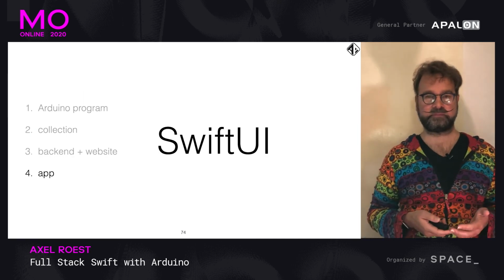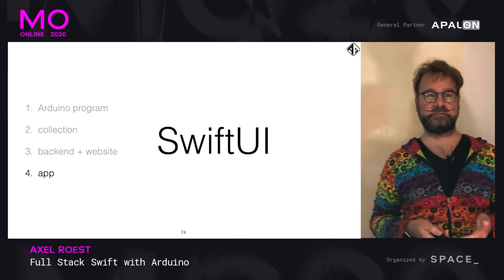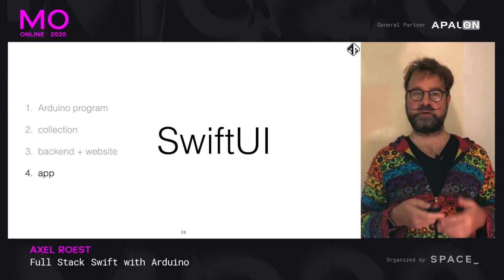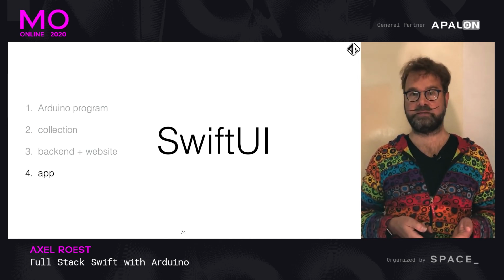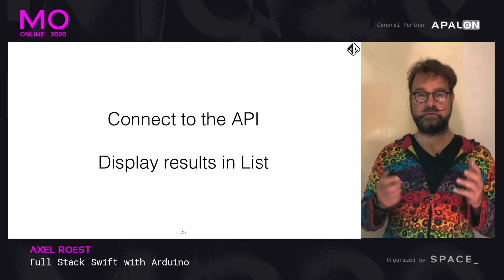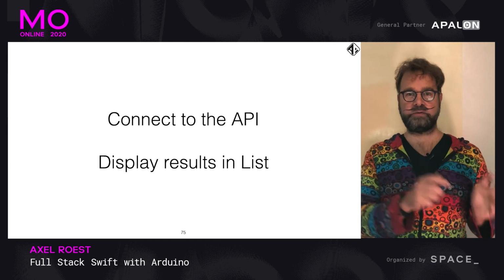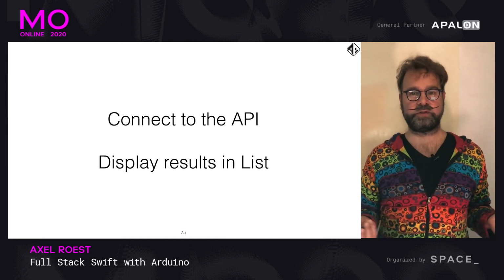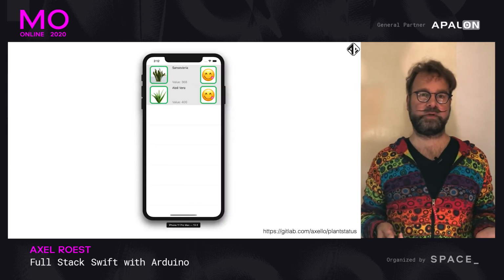The next part is the mobile application. For the mobile application, I'm going to create a SwiftUI application. What does the application need to do? It's very simple again. It needs to connect to the API and it needs to display the results in a list.